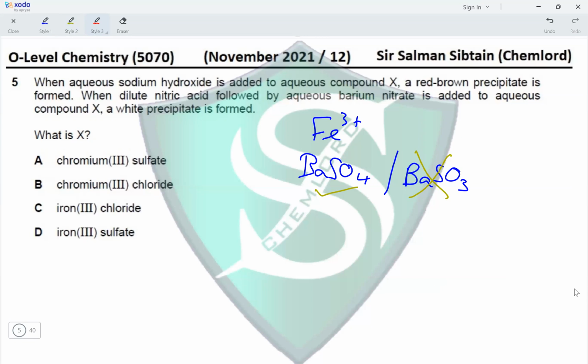So option A, chromium sulfate: sulfate is there, chromium is not. B, chromium chloride: chromium isn't there, chloride isn't there. C, iron(III) chloride: iron is there, chloride isn't there. D, iron sulfate: iron is there, sulfate is there. So this makes option D the correct option for this question.